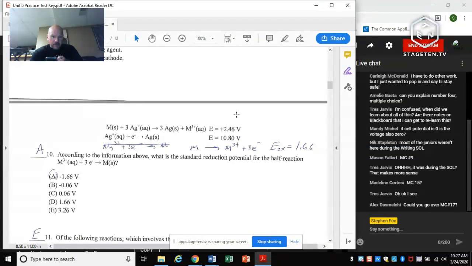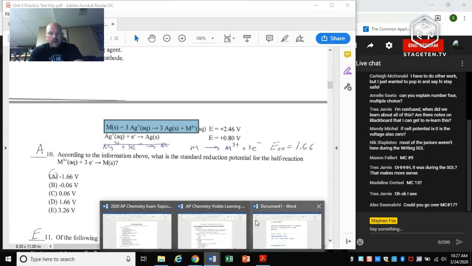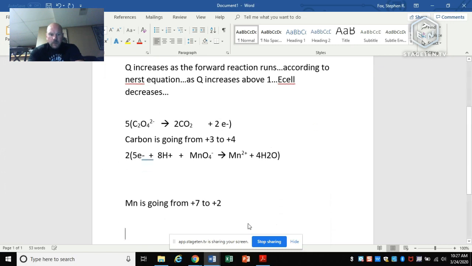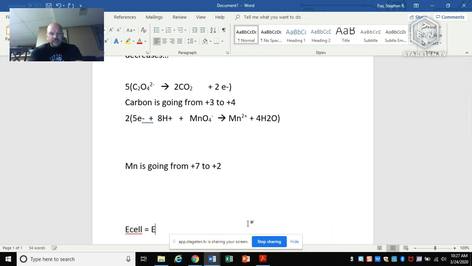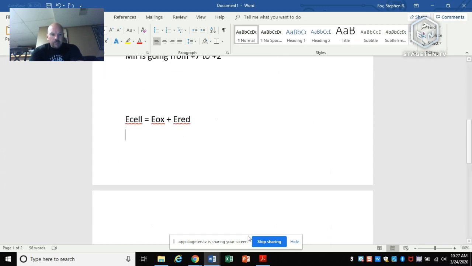What we had to understand is, we were given the overall potential for this redox reaction, and we were given the reduction potential for silver, but it was asking for the reduction potential for Mn3+. But if we look at the overall reaction, Mn3+ isn't being reduced, it's being oxidized, right? So remember, E-cell equals E-ox plus E-red. We got the overall cell potential.